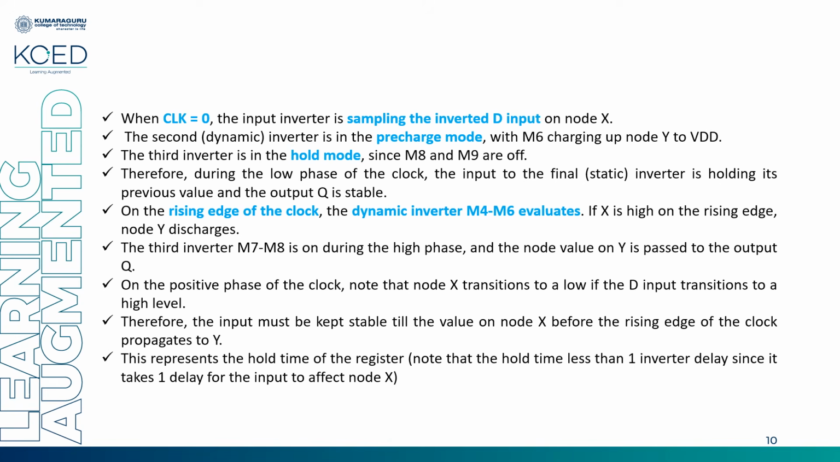When the clock is equal to 0, sampling of your input will happen, and the second inverter will go to pre-charge mode. The final inverter will be in hold mode. When the clock is 1, that is, on the rising edge going from 0 to 1, your first inverter will evaluate the input, and the final inverter will conduct the value. That is, the output Q will be generated.